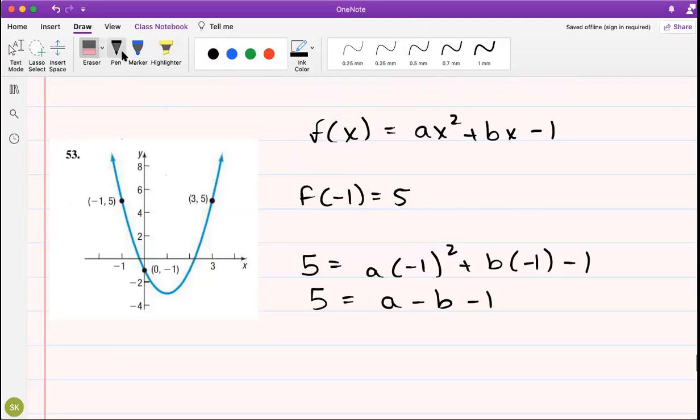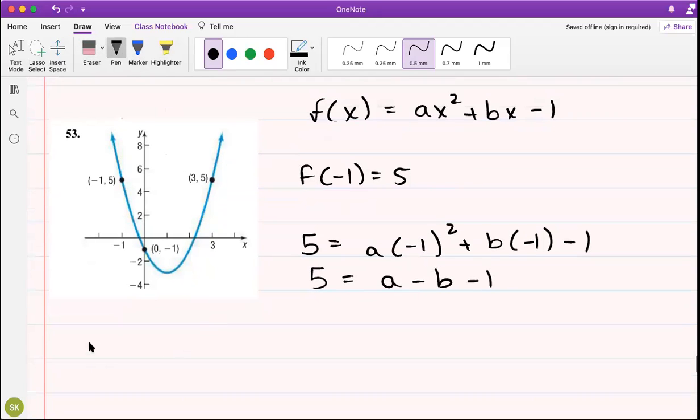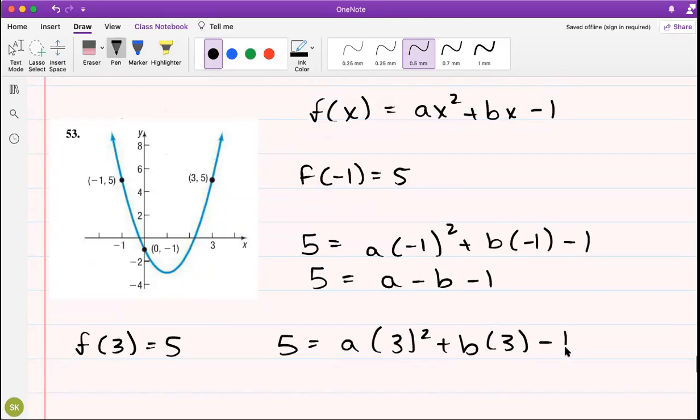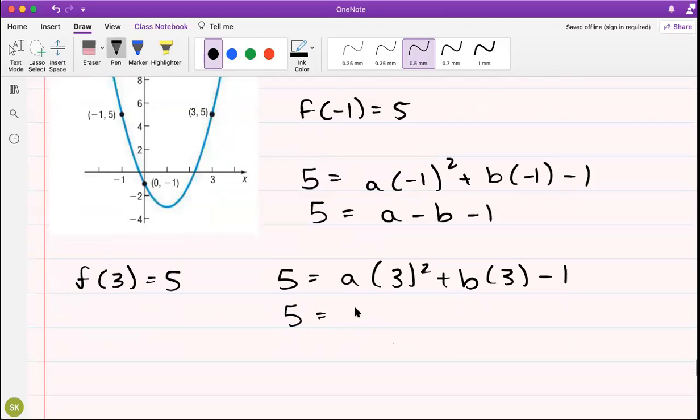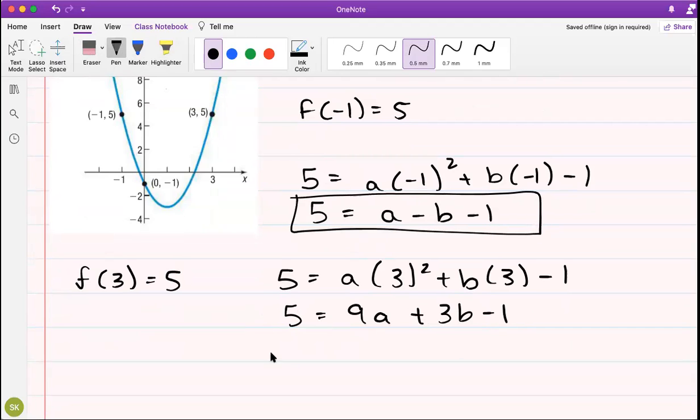So that takes care of this point. And now let's use this point to find another equation involving a and b. So this one says f of 3 is equal to 5. So 5 is equal to a times 3 squared plus b times 3 minus 1. So we get 5 is equal to 9a plus 3b minus 1. So you see I came up with 2 equations involving a and b.